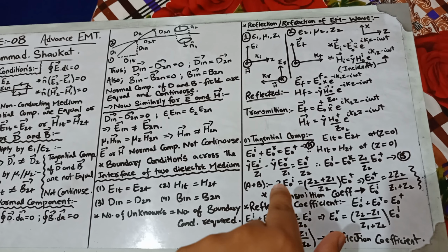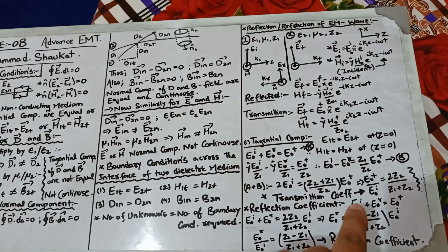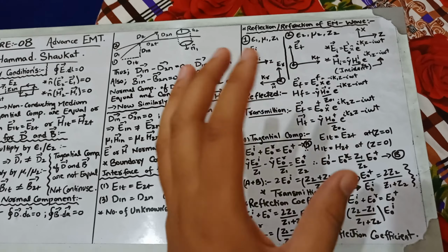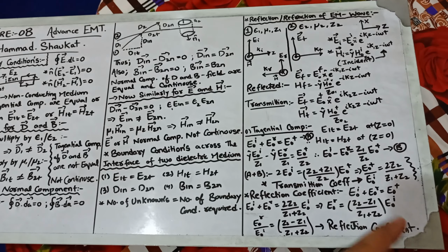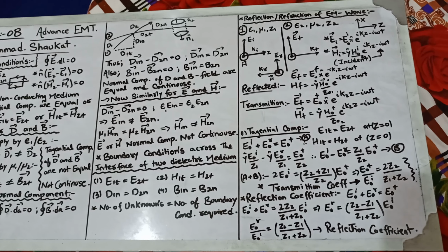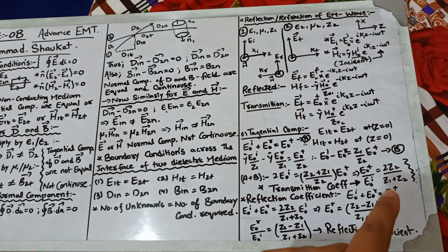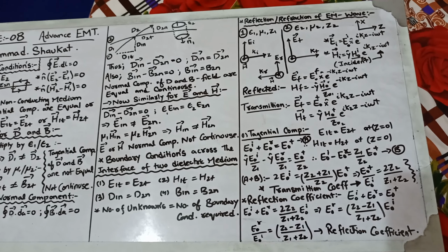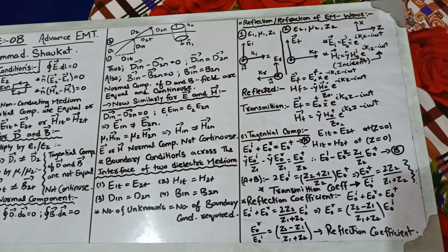What you have to do is just move E_0i to the denominator of E_0t, and move this to the other side. Only mathematical substitution, and you will get your final transmission coefficient, E_0t divided by E_0i, which equals 2Z2 divided by Z1 plus Z2, where Z1 and Z2 are the impedances in medium one and medium two.